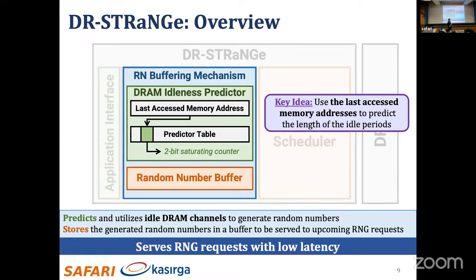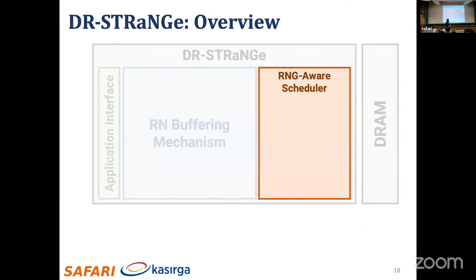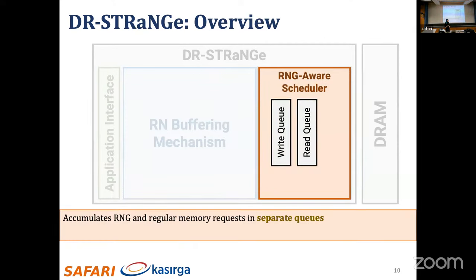So by combining these two components, the random number buffering mechanism generates random numbers with low cost, with low RNG interference, and it can serve the request with low latency. And the second component is the RNG-aware scheduler. It accumulates RNG and regular memory requests in separate scheduler queues to reduce the contention for queue space.